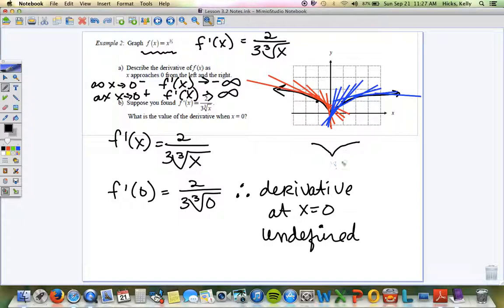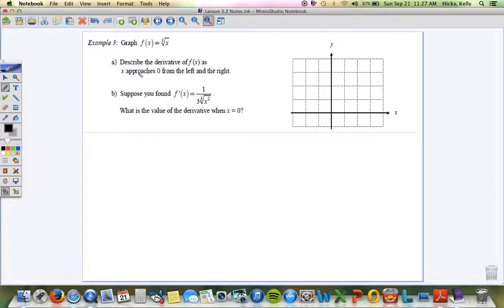Oh, and by the way, this right here is kind of a point, but it has a name in calculus. It's called a cusp. You'll just recognize that anywhere there's a sharp, pointy place, whether it's a cusp or a corner or a sharp angle, those are places where the derivative does not exist. Let's look at the next one.